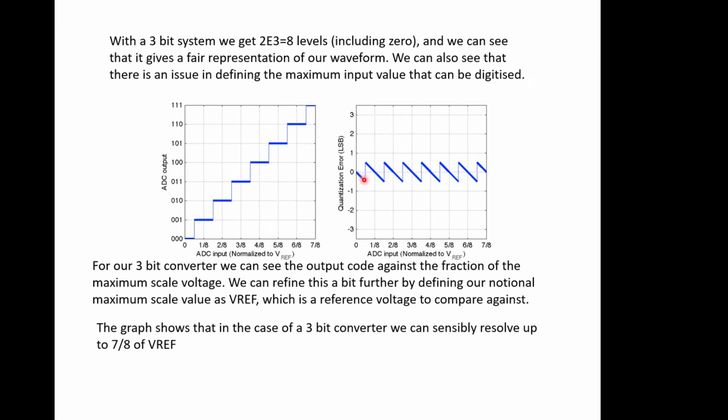And this is a measure of what's called the quantization error as the input value is going up. If we put a continuous signal in here that was increasing in amplitude, this is the amount of error that you get compared with the best level to be associated with for that particular signal. Right, and so the graph shows that in the case of a 3-bit converter with this kind of scaling, we can sensibly resolve up to 7/8 of VREF. 8/8 of VREF would require the other bit. We can't get that high. We'll look at that again.